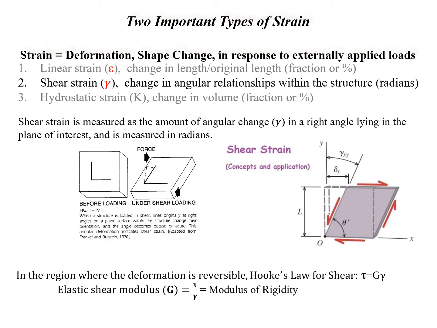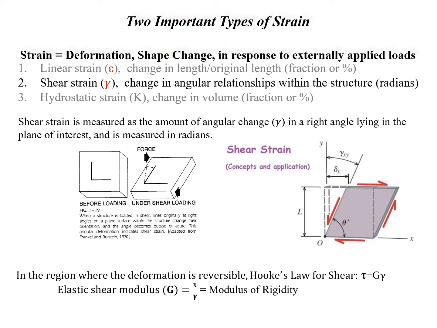When a structure is loaded in shear, lines of the structure that were initially at right angles on a plane surface within the structure change their orientation, and the right angle either becomes obtuse or acute.